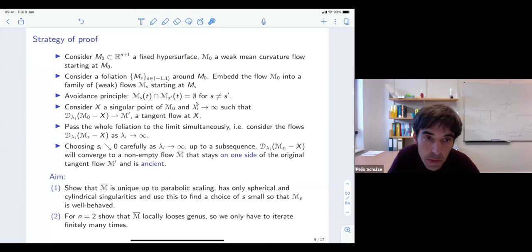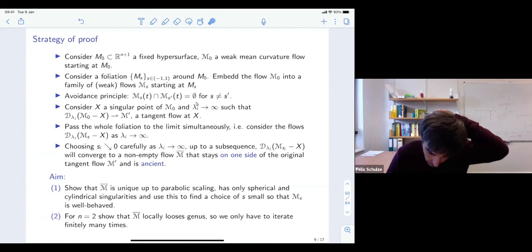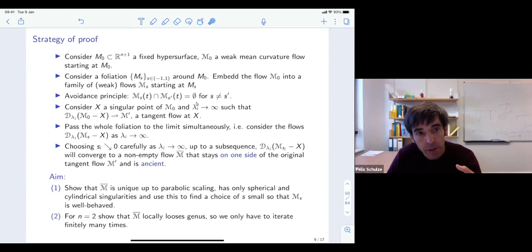Now, just to sum this up, if you want to do successive perturbations, if you perturb once, we lose genus, or we can wait until that runs into another singularity, which might be asymptotically conical, but then the flow has lost genus, we can do another perturbation, we lose more genus, and we only have to do this finitely many times until we have killed all the genus.